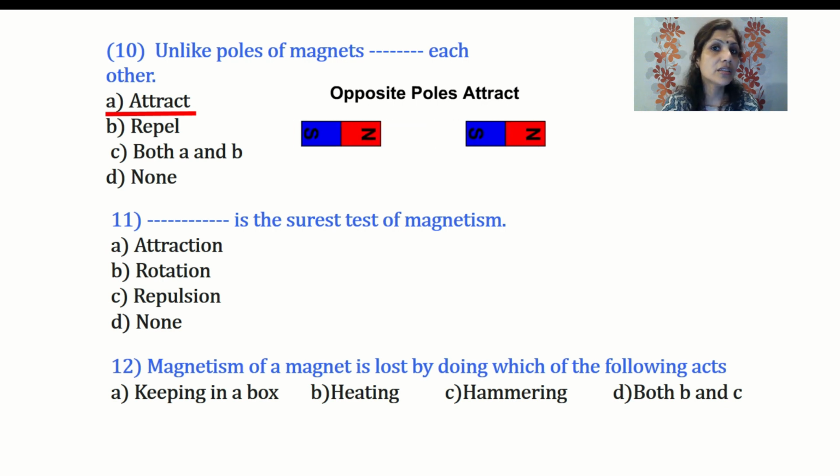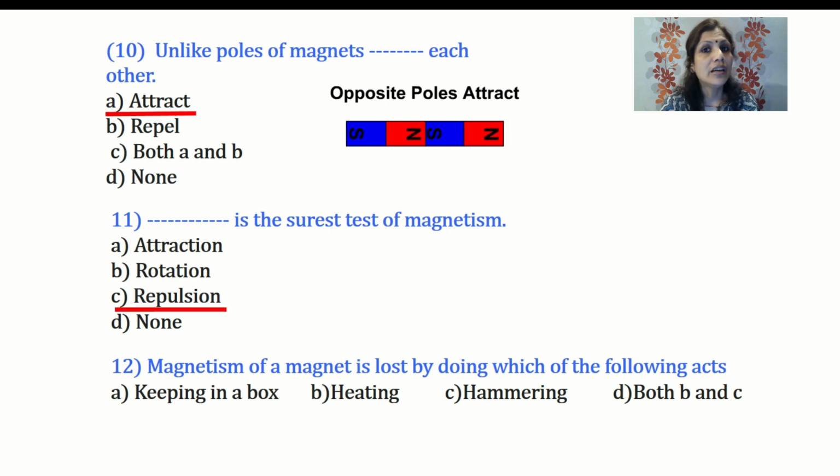Dash is the surest test of magnetism, and the surest test of magnetism is repulsion, because unlike poles attract each other, and if the poles are like, they repel each other. There are certain magnetic substances which also get attracted towards the magnet. So repulsion is the only test of magnetism. Then magnetism of a magnet is lost by doing which of the following acts? Magnetism may be lost due to heating or due to hammering.